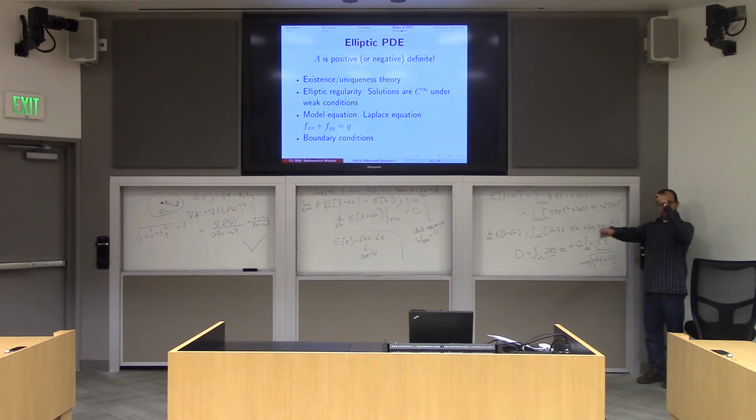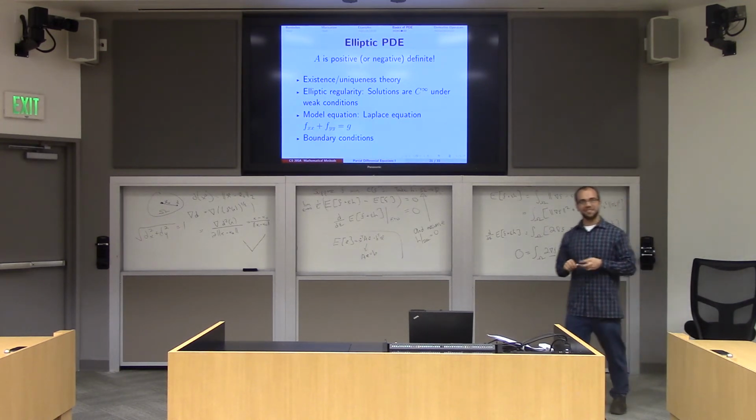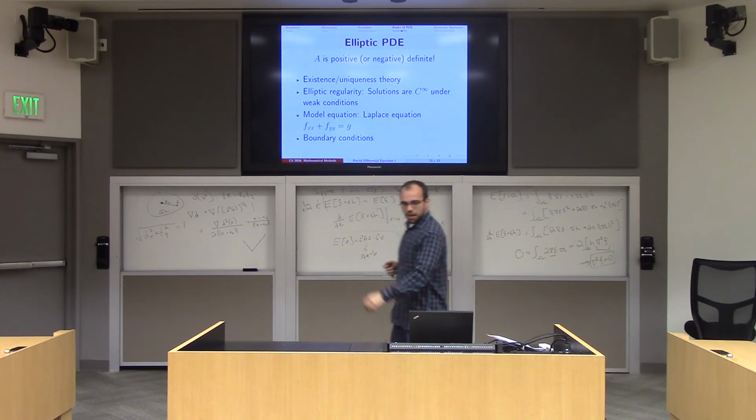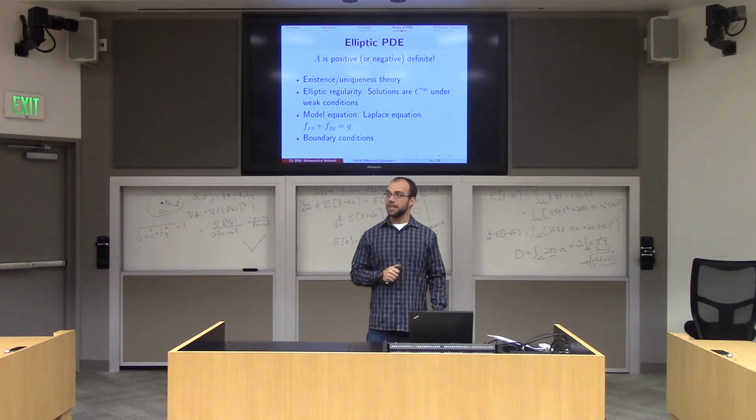Because it's just picking out those diagonal terms, the one that has second derivative in the same variable twice. And the identity matrix is pretty clearly positive definite. All right. So the theory of elliptic PDE is gorgeous and so nice.